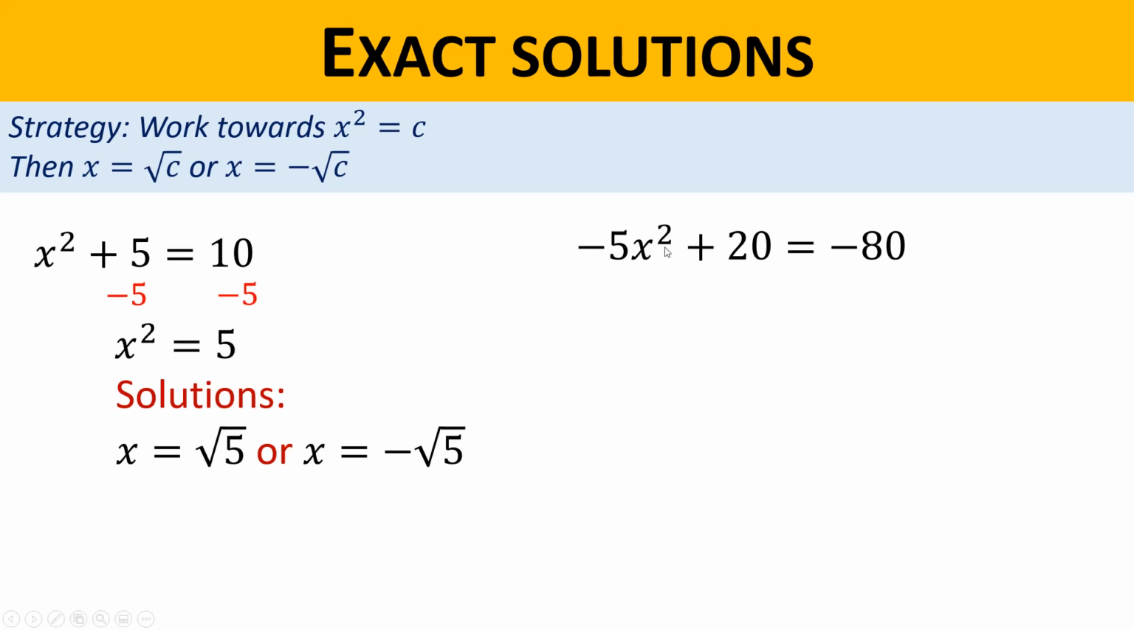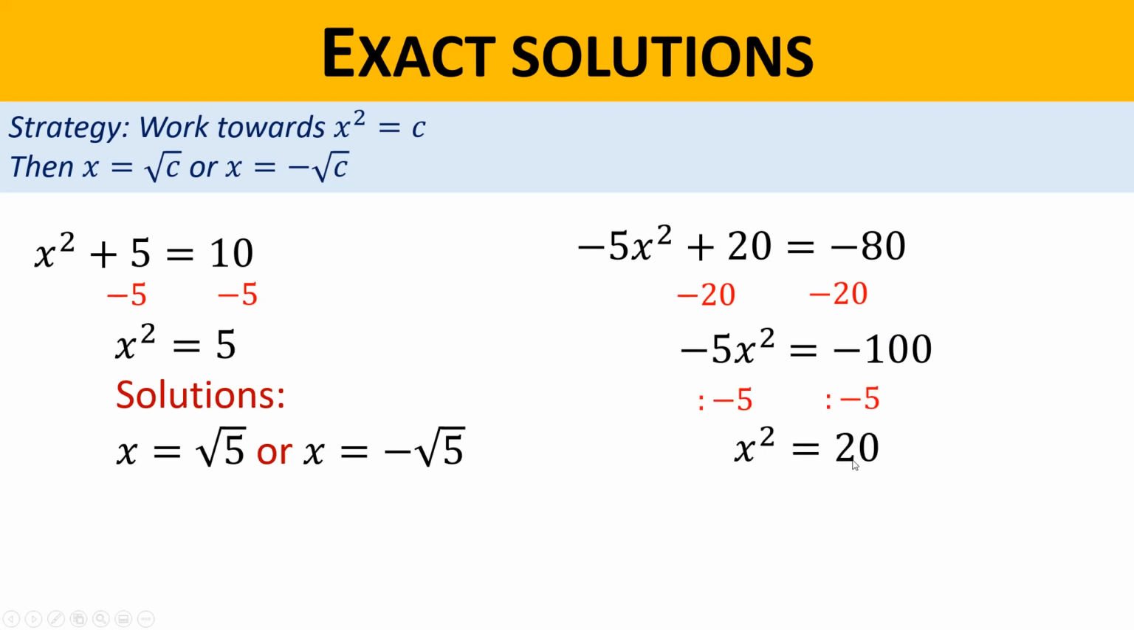Negative 5x squared plus 20 equals negative 80. So first, let's get rid of the 20 by subtracting 20. So we subtract 20 on both sides. So we get negative 5x squared is minus 100. Now we want to get rid of the negative 5. So we divide by negative 5. So this becomes x squared. And this becomes negative 100 divided by negative 5. 100 divided by 5 is 20. Negative divided by a negative is positive. So we get x squared equals 20.